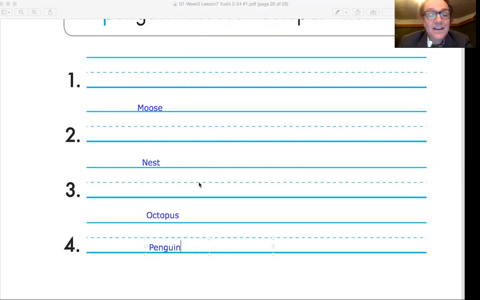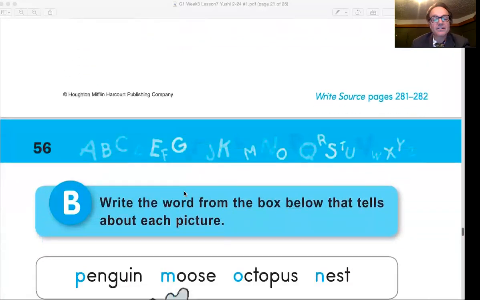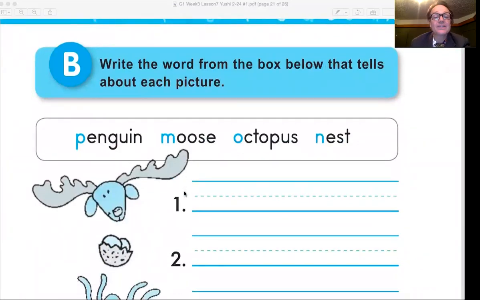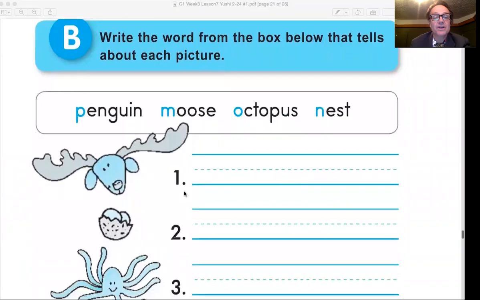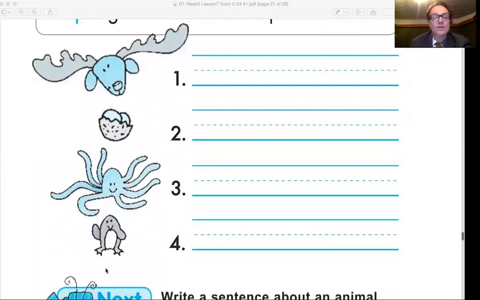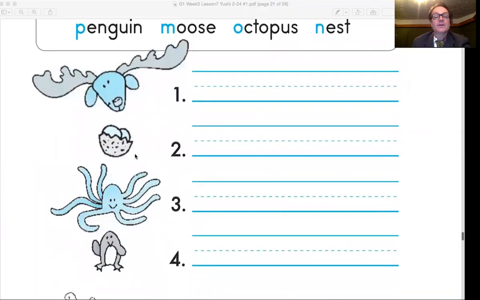So did you get that right? Moose, nest, octopus, penguin. Alphabetical order. Let's go on. Our next exercise, write the word from the box below that tells about each picture. So you can see this picture here and here and here and figure out which word goes with which one. You can stop that now and do that if you'd like.